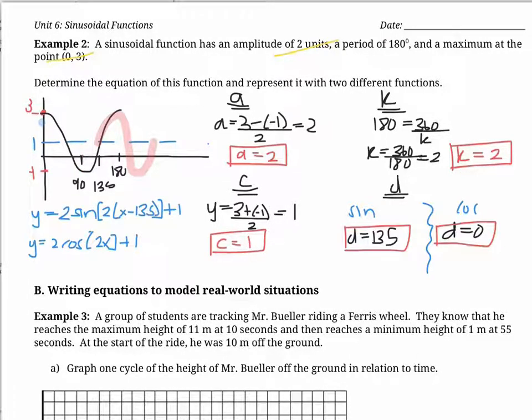So when we put it all together, we have these 2 equations, and yours might be slightly different. Again, just plug it into Desmos and make sure that your equation ends up being the exact same graph that we have pictured above.